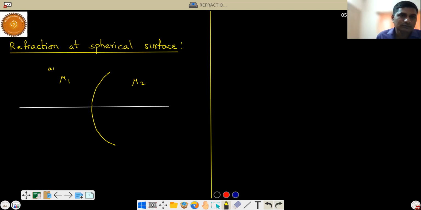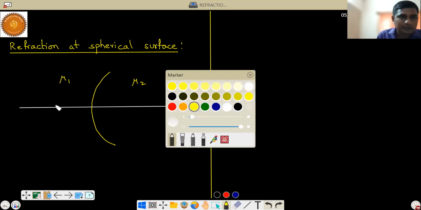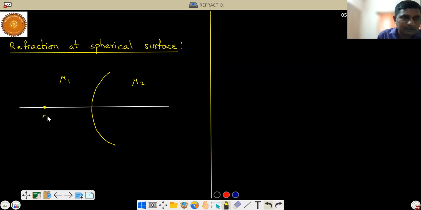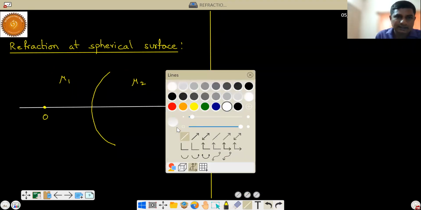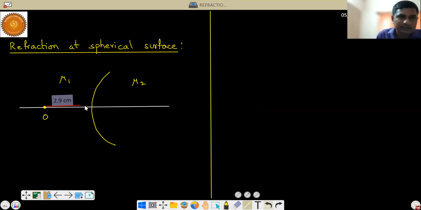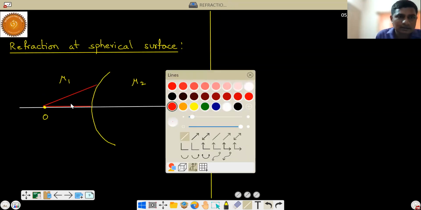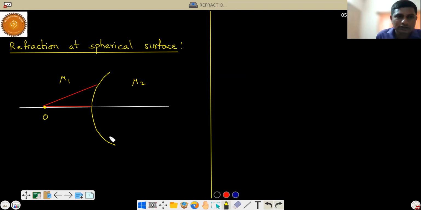Now when you place an object here, first we'll draw incident rays, correct or not? So this is one incident ray and this is another incident ray. These two rays are called incident rays. Now this is the pole.